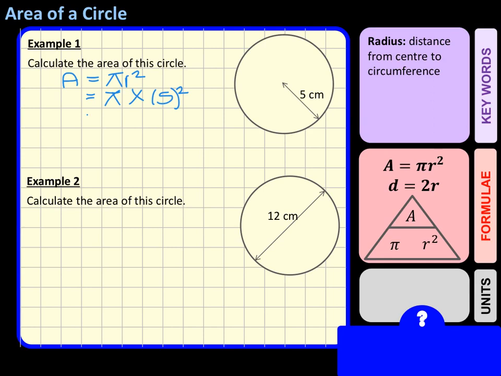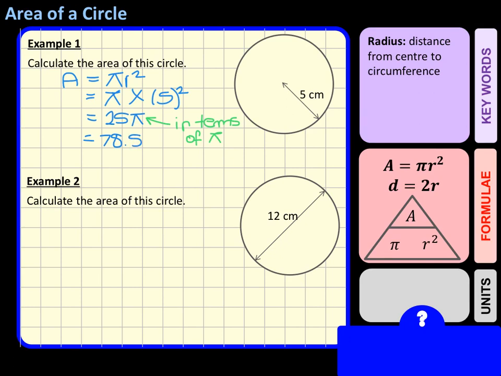Now we know that 5 squared is 25, so this is the same as 25 pi, and remember we write it like this in terms of pi, just like we did with circumference. And only at this point do we pick up our calculator and type in 25 pi. Our calculator will just give us an answer of 25 pi, but if we press the S-D button, then it's going to switch it into a decimal for us, which is 78.5, correct to 3 significant figures.